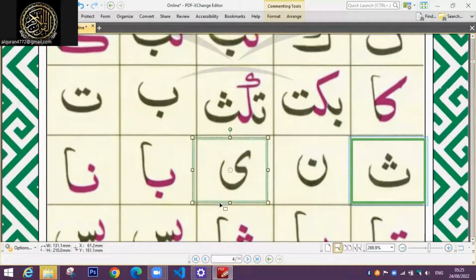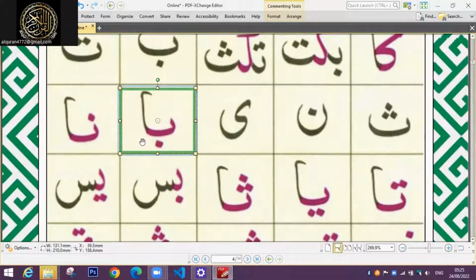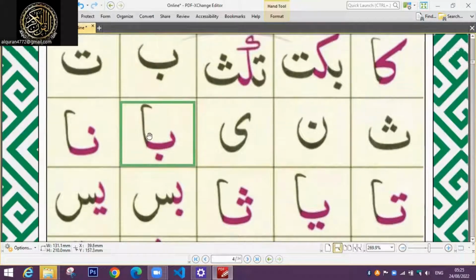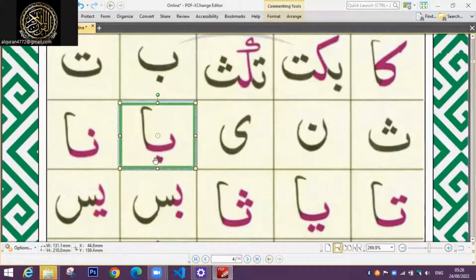Okay. So next, if two dots are on the bottom, that one is called ya. Okay. So now we learn about that. Ba alif. Look, here is one dot on the bottom. Look, same on the top. Here's ba. Ba has a dot on the bottom. So that's why we read it ba alif.